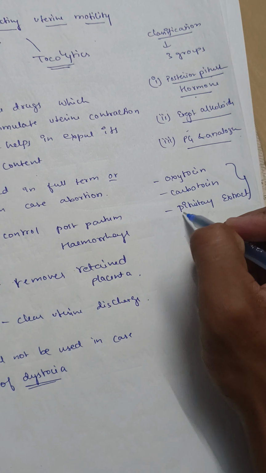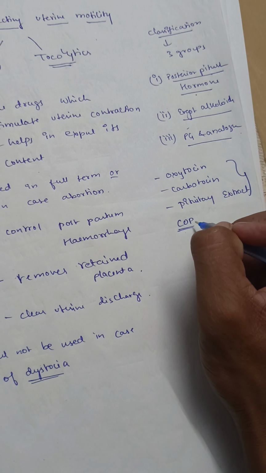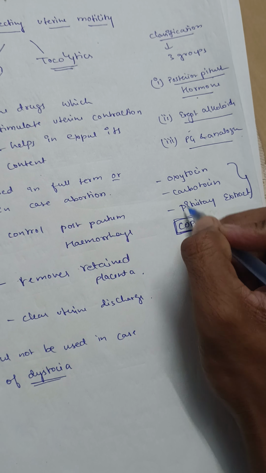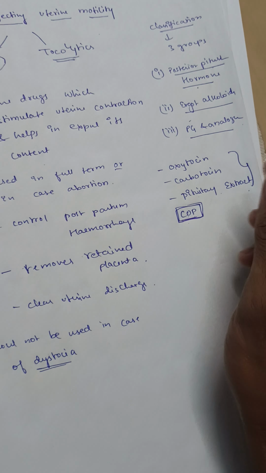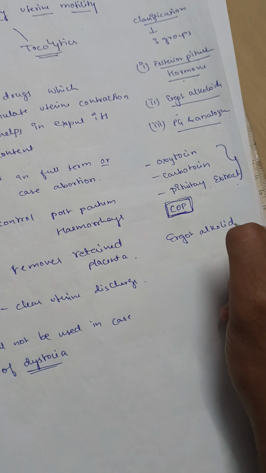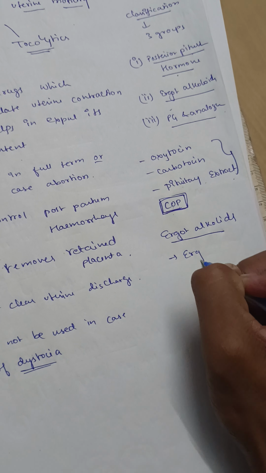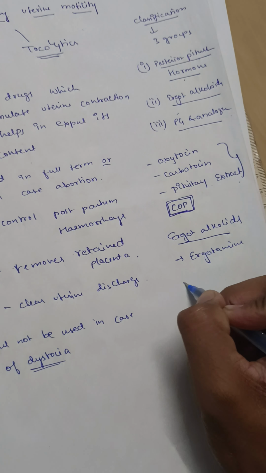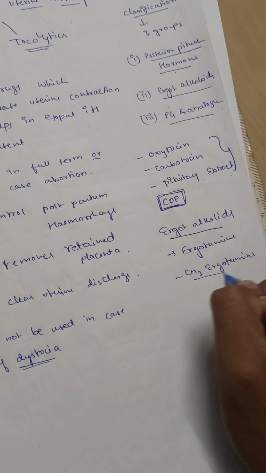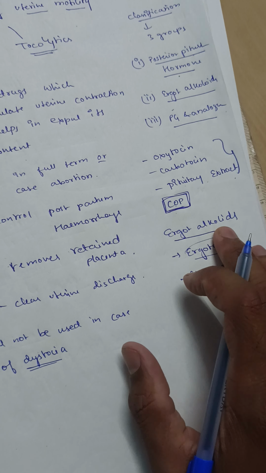Now, how to remember this drug? Just remember police, cops. We will tell it as cops. Just remember cop. Okay. C, carbotocin. O, oxytocin. P, pituitary extract. Okay. Next, ergot alkaloids. In this there is ergotamine and methyl ergotamine. Okay, ergotamine and methyl ergotamine are the examples of ergot alkaloids.